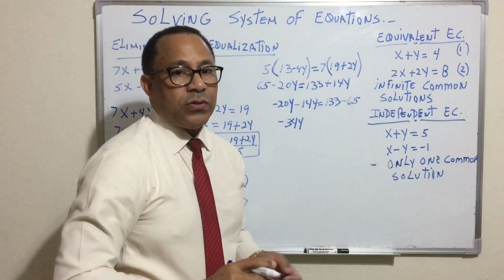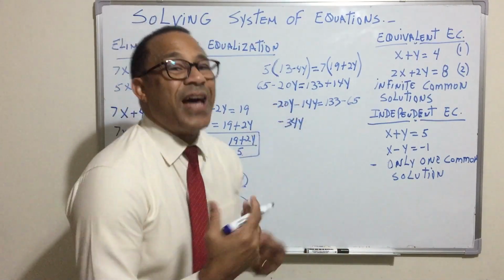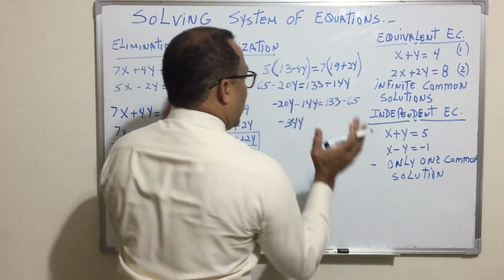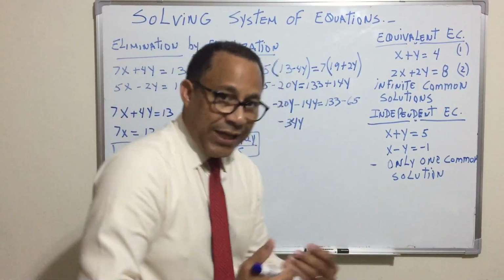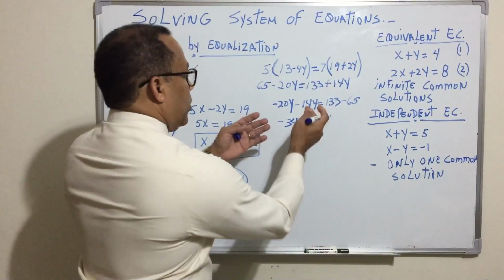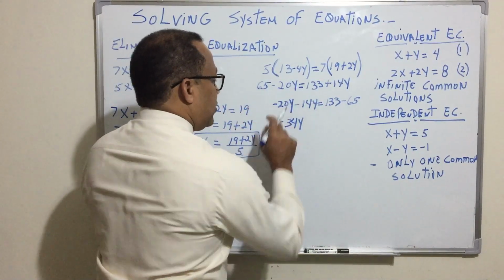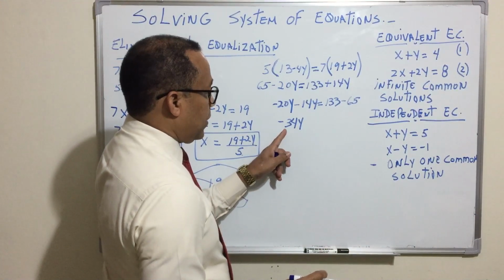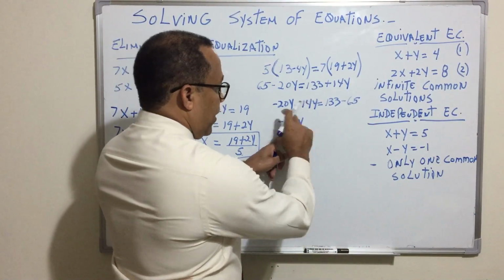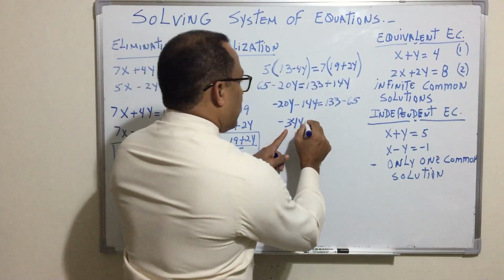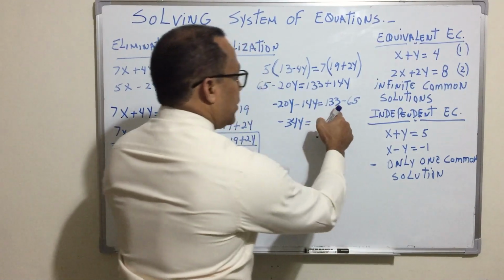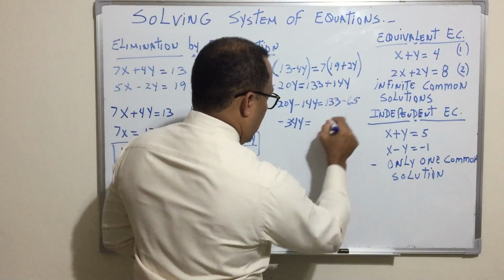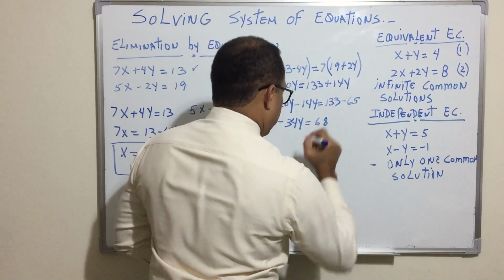This is very important to understand. This is not negative times negative because there's no multiplication. These two signs are not multiplying. This is addition and subtraction. And again, the rule says when you have two numbers with the same signs, you just add the numbers and you keep the same sign. Also, copy the variable y, equals 133 minus 65 equals 68.